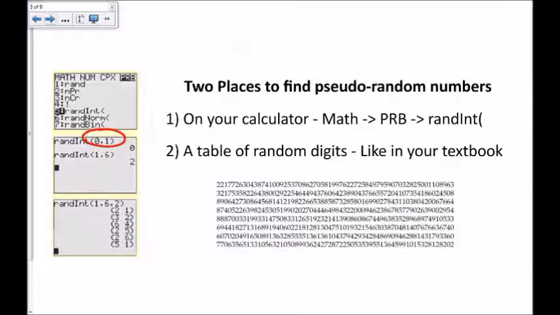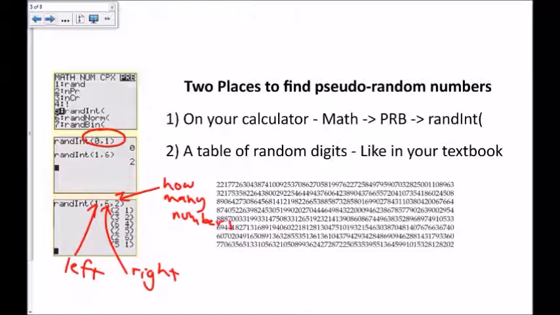Now if you put a third parameter into that function, this is the left bound, let me write it over here. Left bound, then a right bound, and then this is how many numbers. So this function down here says randint, I want numbers between 1 and 6, and I want 2 of them. So you can use your calculator to generate random numbers.